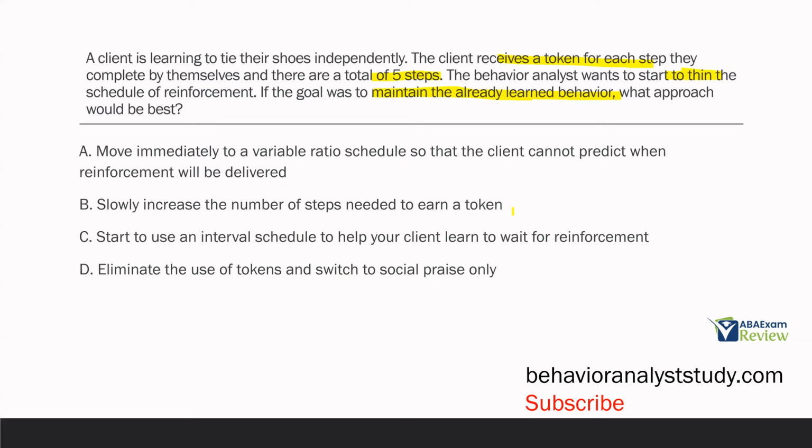B, slowly increase the number of steps needed to earn a token. Sure, we can slowly change the reinforcement. We can do it systematically, we can do it methodically, we can do it slowly. That way, we are thinning the schedule. We're just not doing it too quickly or drastically.